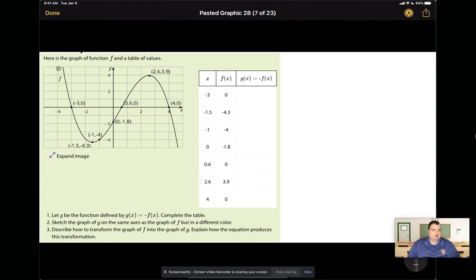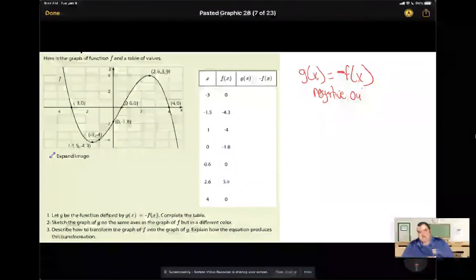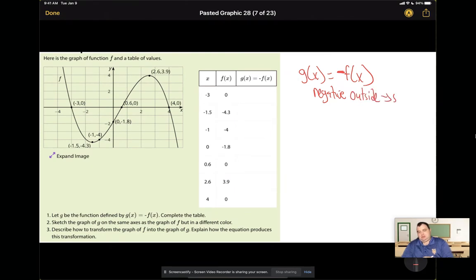All right, with that in mind, let's go to the first set of examples. Here is a graph of a function f and a table of values. Let g be the function defined by g of x equals negative f of x. Complete the table. So g of x equals negative f of x. The negative is outside, which means switch the outputs, which are the y values.